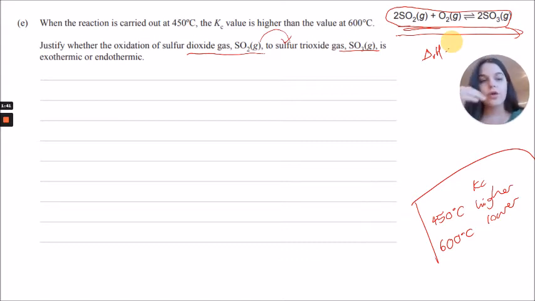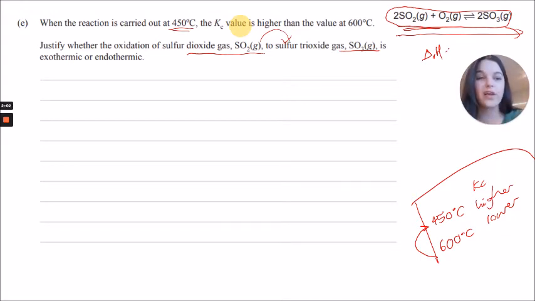So, let's start with what we do know. There's 2 points that we're going to have to look through here. When we went from 600 to 450 degrees, we're carrying it out at 450. It's a higher Kc than when it was at 600.